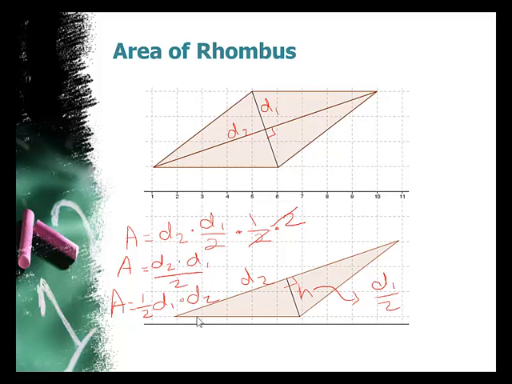So you can actually use the diagonals to find the area of a rhombus because one of the diagonals will be the base of the triangle and the other diagonal will be the height of both triangles put together.